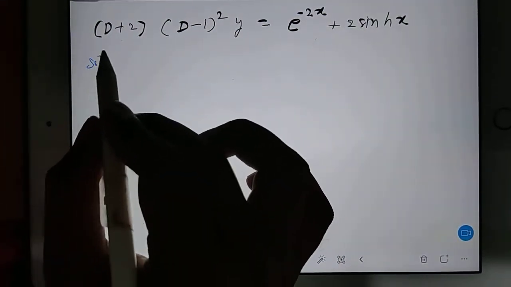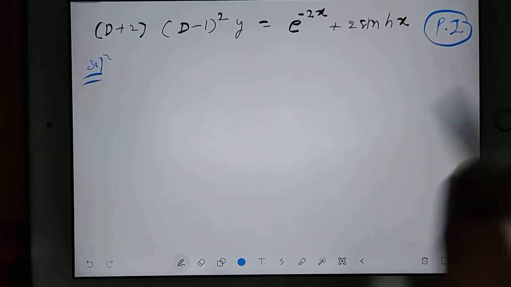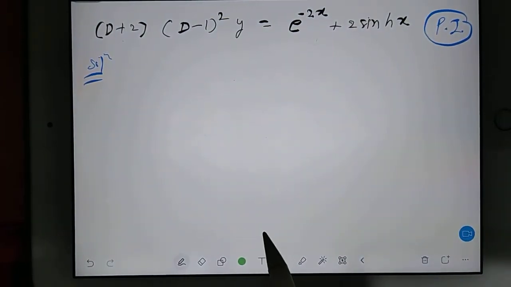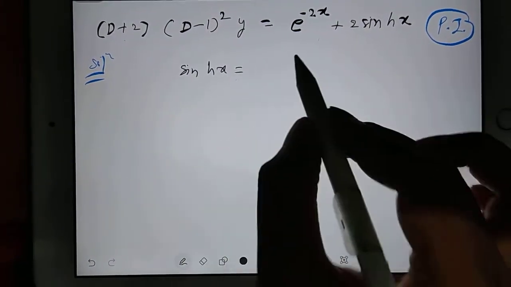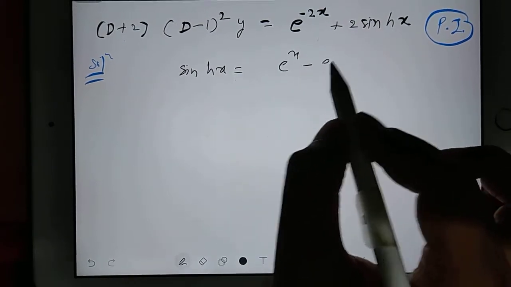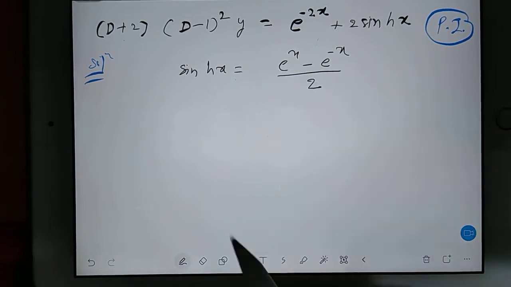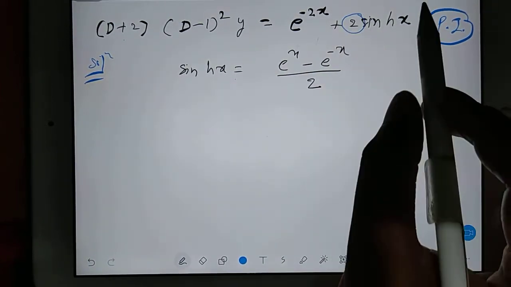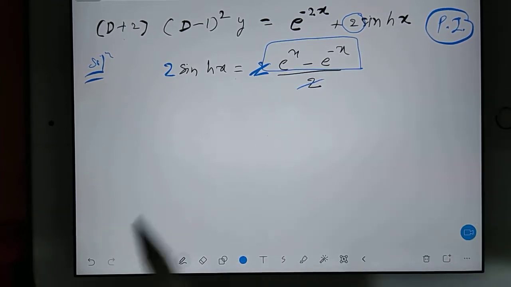So solution. We are only going to calculate the particular integral alone. We are not bothering about the complementary function. So we are only practicing PI here. So remember the formula, sinh x is (e power x minus e power minus x) divided by 2. Now in this you have divide by 2. So in the question itself 2 is here, so multiply 2 here, multiply 2 here, these two will get cancelled, so we'll be getting this answer.